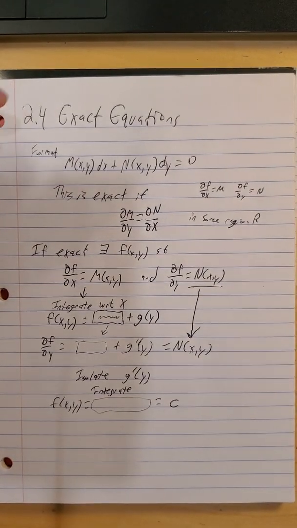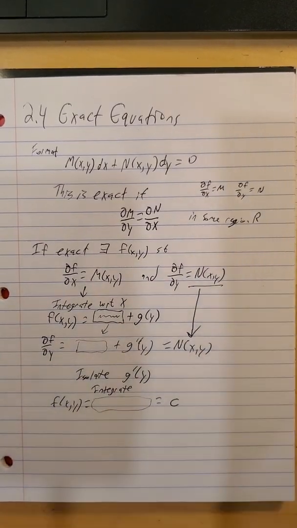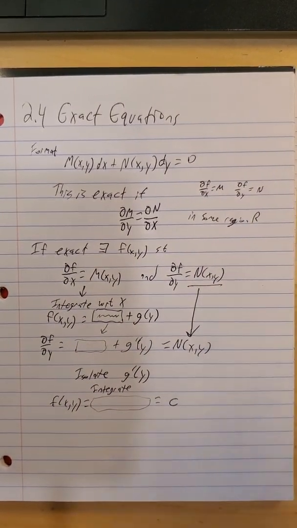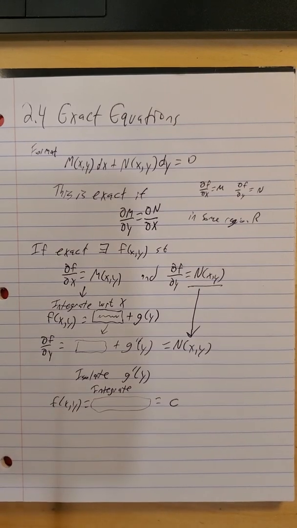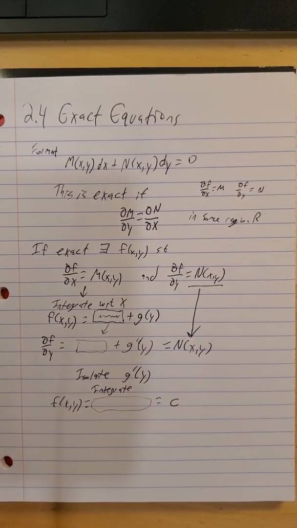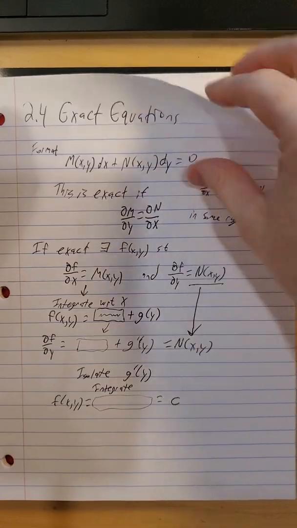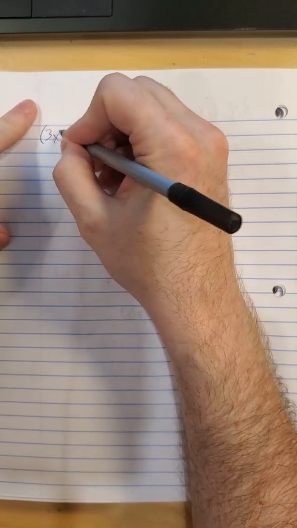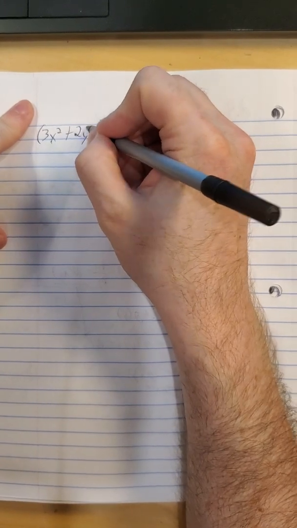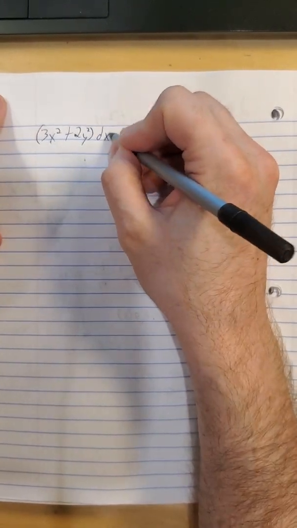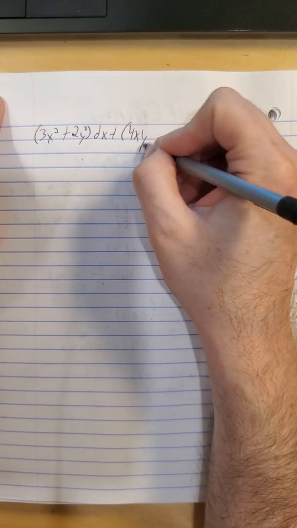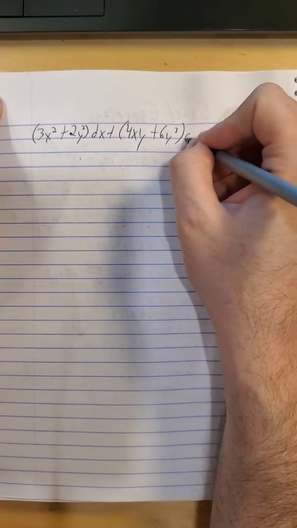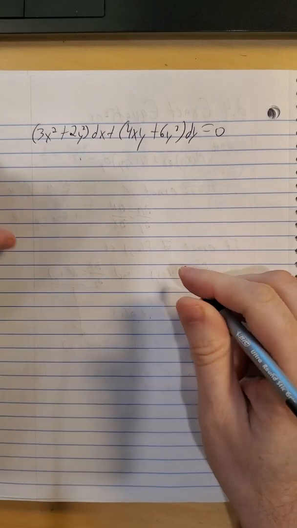All right, so as I said, it's a little bit much to take in at first glance, but once you've walked through a couple of these, you start to get the hang of it. You get a little bit more used to working with these, and they're not quite as scary as they look at first glance. All right, so the first one we'll run through together: (3x squared plus 2y squared) dx plus (4xy plus 6y squared) dy is equal to 0.